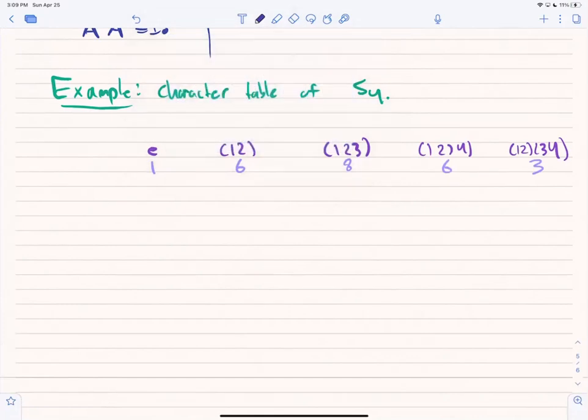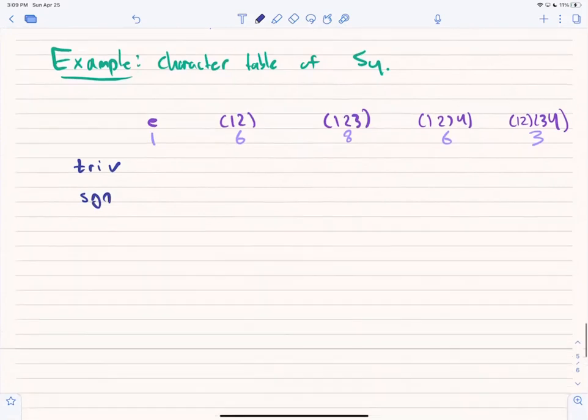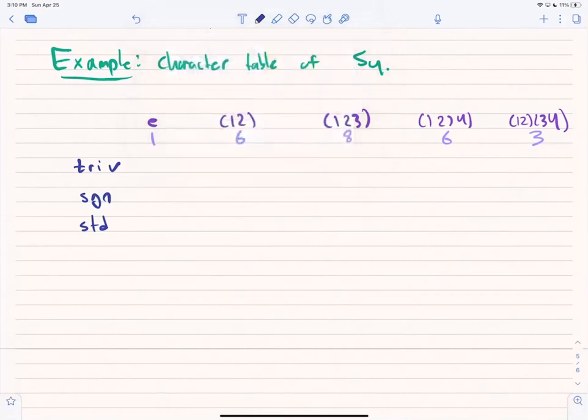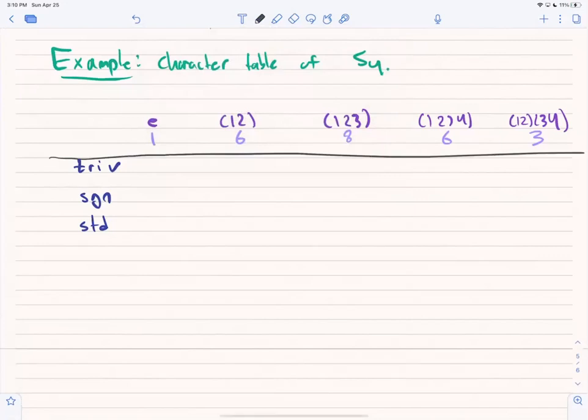Then we'll write down the representations, and we'll start with what we know. So we have triv, and then the sign representation, and then the standard representation. We talked about this in our session. The standard representation is always irreducible. Okay, so that's what we know so far. Let's go ahead and fill in what that gives us. Let me draw my lines.